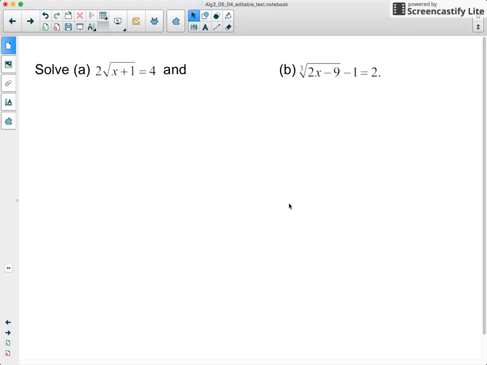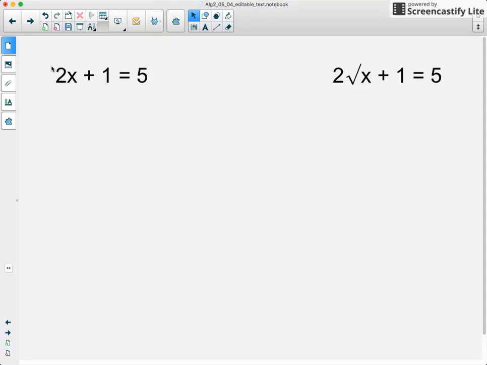Okay, today we are going to be solving radical equations. And the way I would present this to you is if you look at the equation on the left-hand side of the screen, 2x plus 1 equals 5. And it's very similar to a radical equation, 2 times the square root of x plus 1 equals 5.